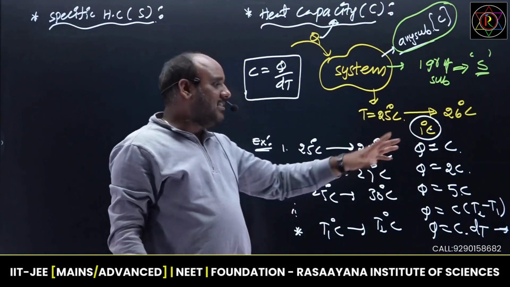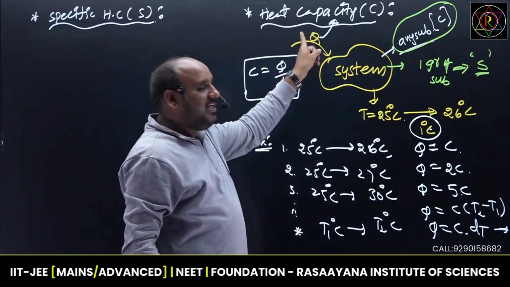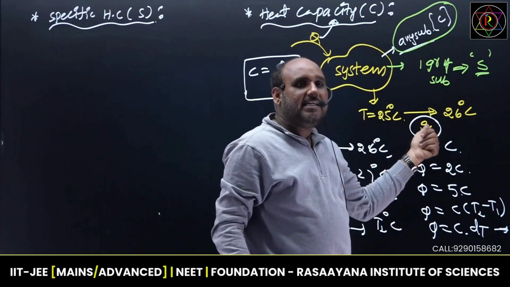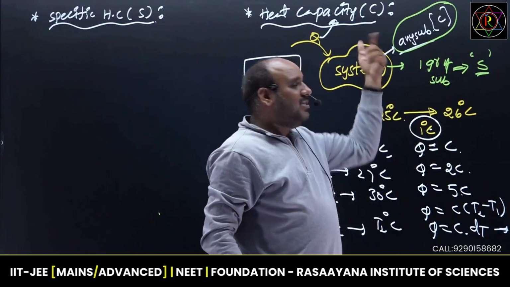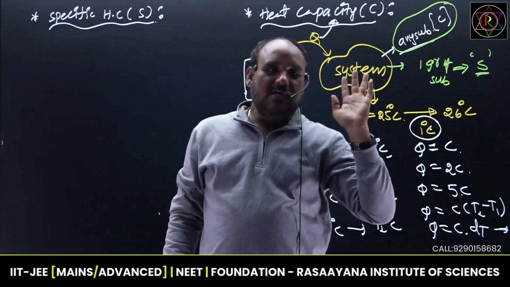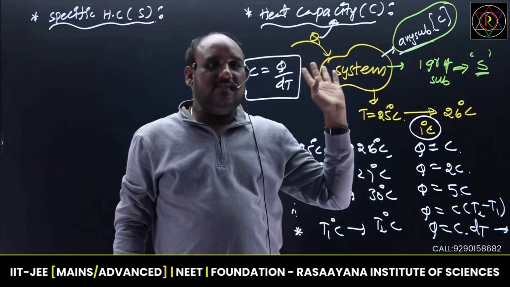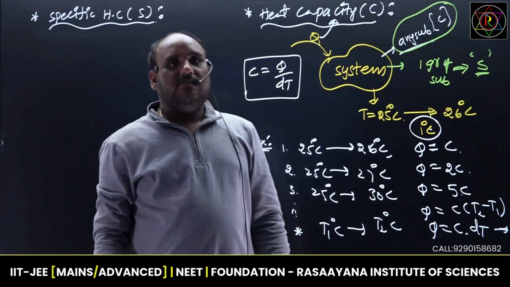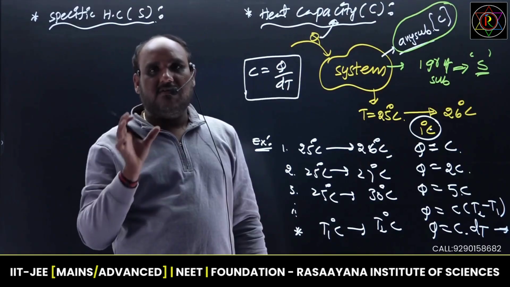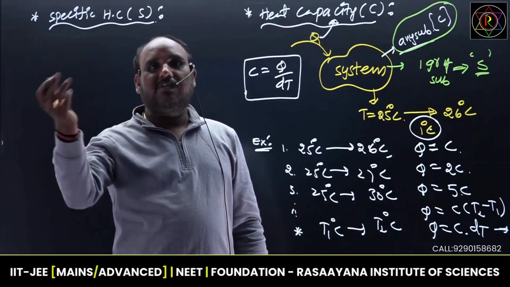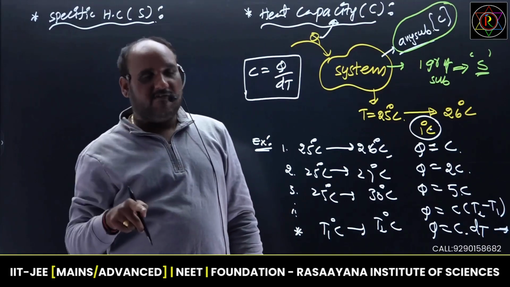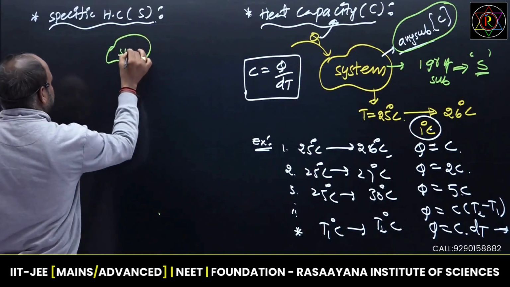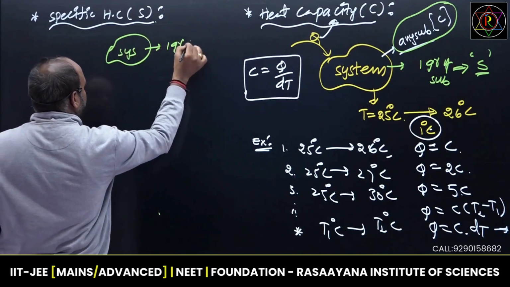Now we'll go with the definition easily. The amount of heat required to raise the temperature of 1 gram of substance by 1 degree centigrade. Previously, any substance could be there, small or big, there was no particular amount. But in this case, a specific amount is there: 1 gram of substance. So for 1 gram of any substance, we raise the temperature by 1 degree. How much energy is required? That is known as specific heat capacity. In a simple form, the system is 1 gram of substance.